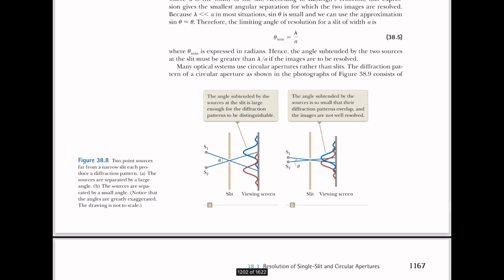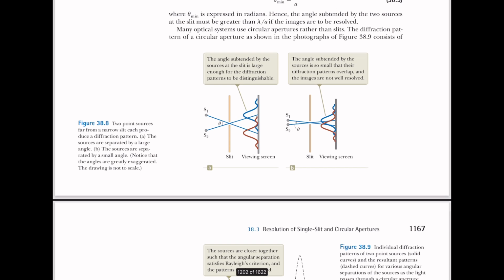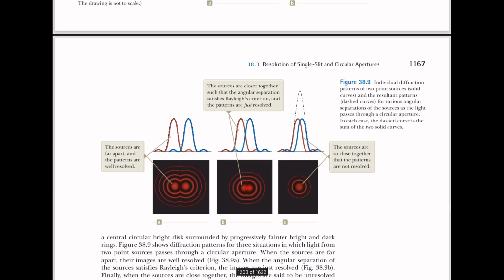I'm not too sure what that means, but it looks like this picture here may be talking about it. The angle subtended by the sources at the slit is large enough for the diffraction patterns to be distinguishable. Okay, very cool. And then for the B section, the angle subtended by the sources is so small that their diffraction patterns overlap and the images are not well resolved. Okay, so this is kind of what resolution means, if you can tell two different diffraction patterns apart, I'm assuming.